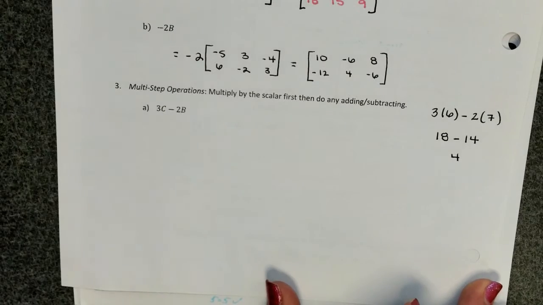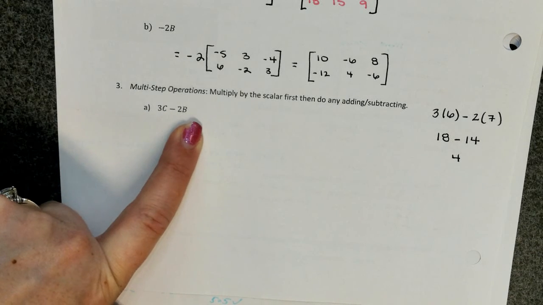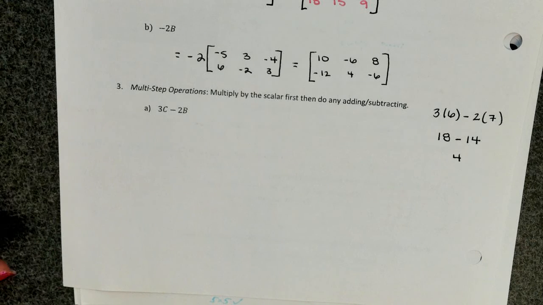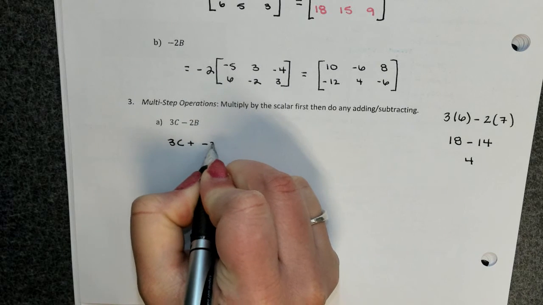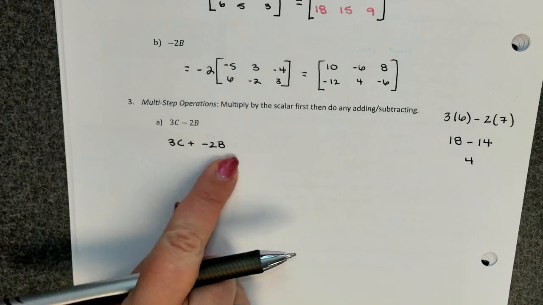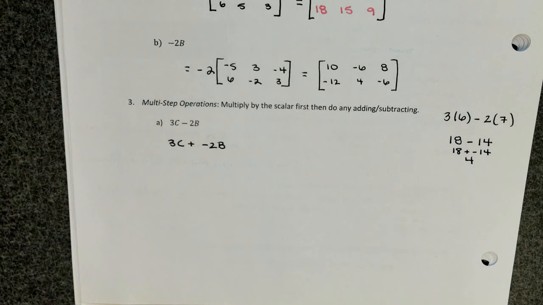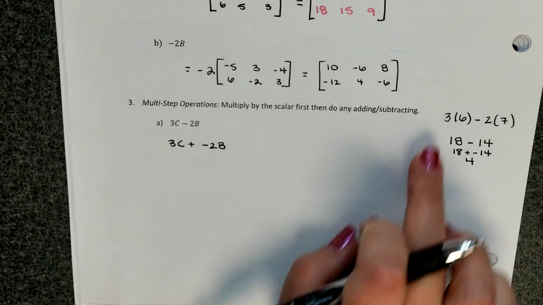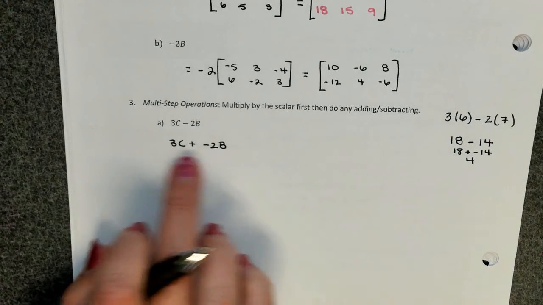So what I mean by that is we're going to take 3 and multiply by C first, and we're going to take 2 and multiply by B first, and then what we'll do is we will subtract them. Okay? Or you could write this like this. 3C plus negative 2B. The same way here, you can write 18 plus negative 14. And those are the exact same problems. You're not changing it at all. Are we okay with that? Or you could have changed it up here and said 3 times 6 plus negative 2 times 7. Okay, so we just did that.